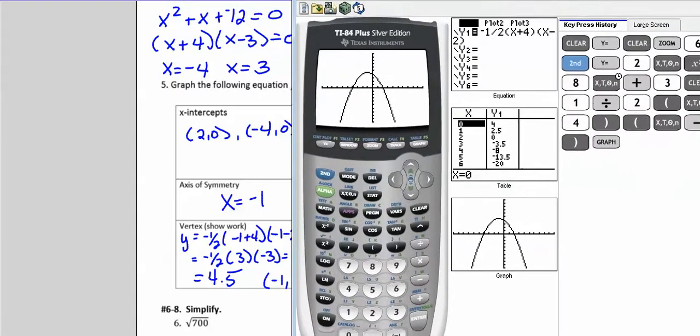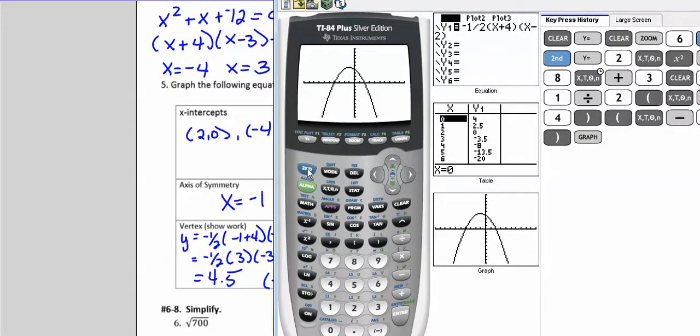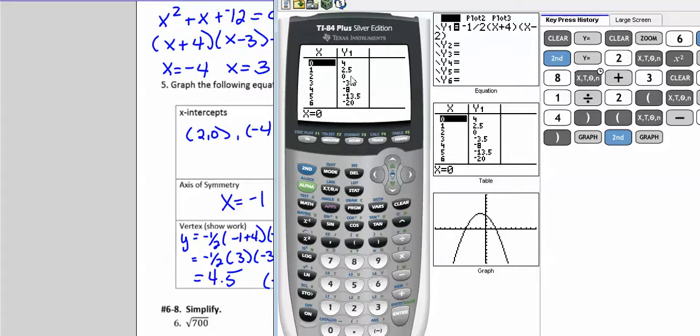Yep. And if you want to be extra sure, you can look at the table of values. So press second, graph, and I can see my x-intercept at 2, and there's another one at -4, and I can see my vertex at -1, 4.5, so that looks good.